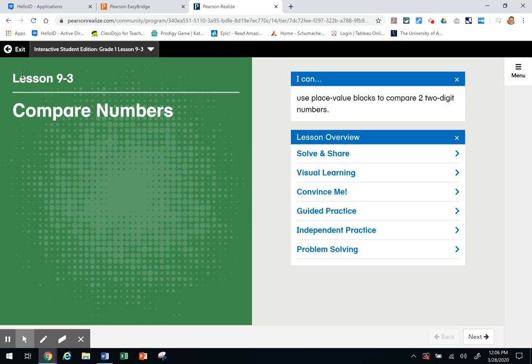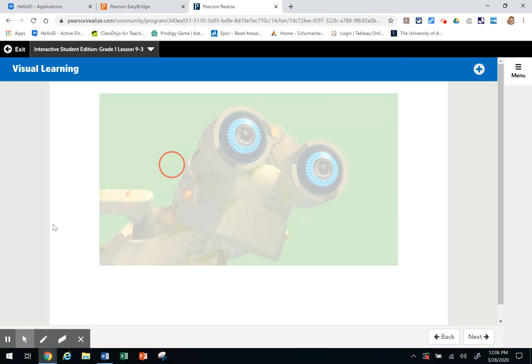Okay, so today we are going to do lesson 9-3. It's comparing numbers. So when you're done watching this video and doing your independent practice, you'll be able to use place value blocks to compare two-digit numbers. Let's go ahead and watch our visual learning video.